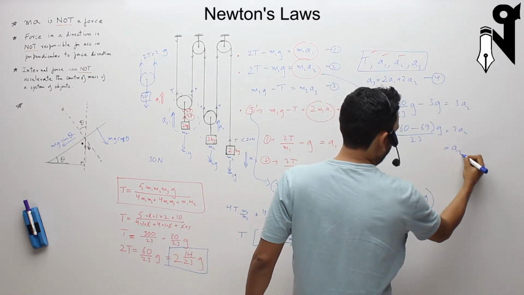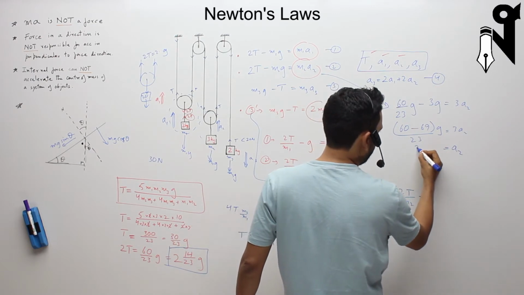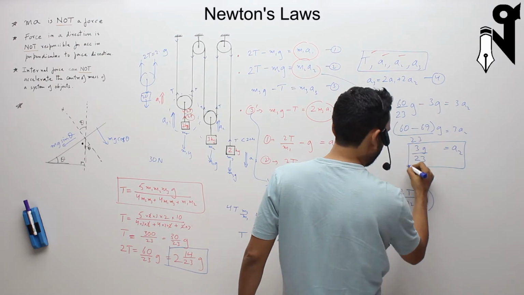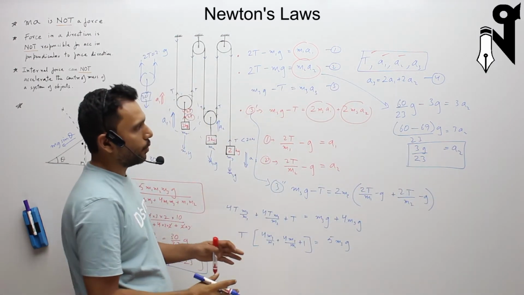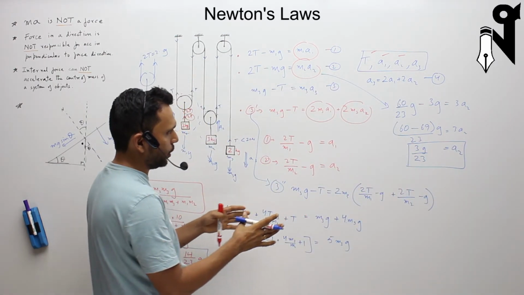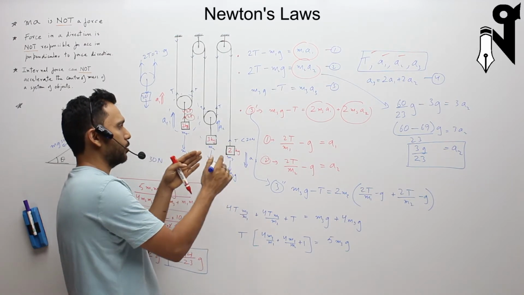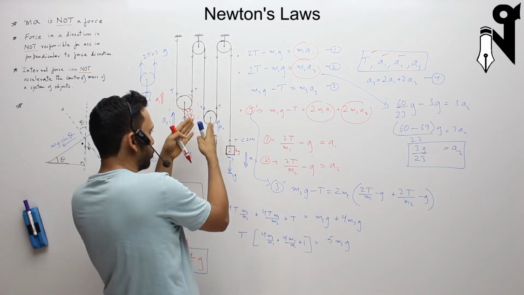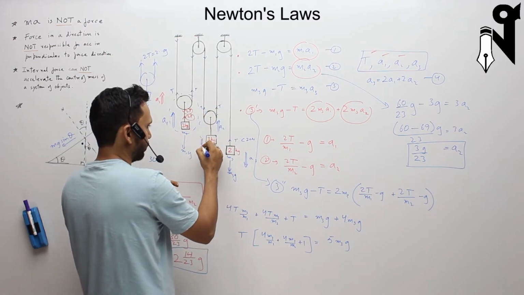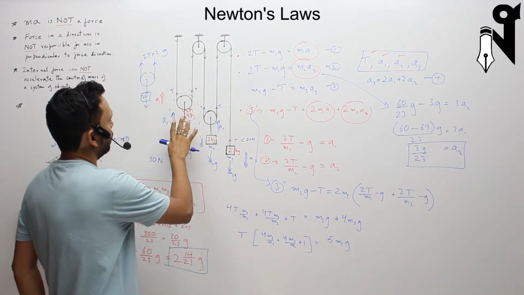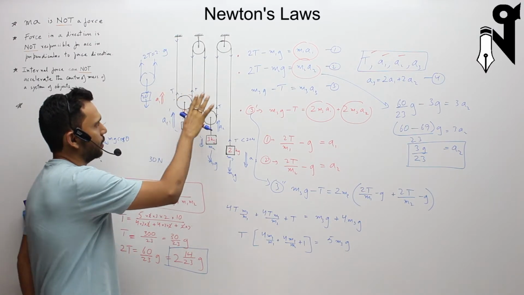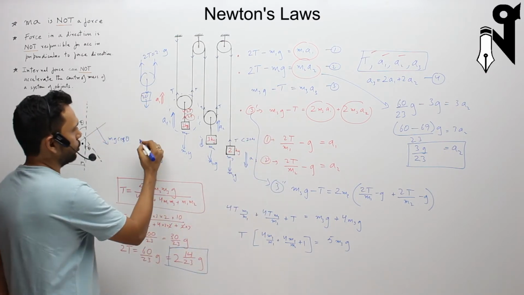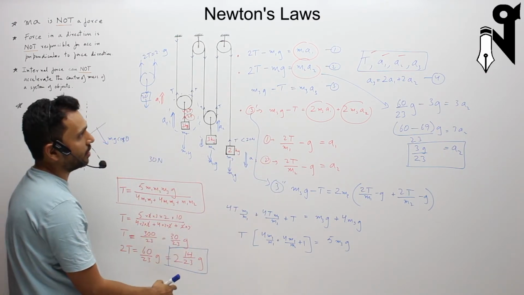So your A2 comes as 3G by 23 going down. A2 is 3G by 23. It's a very small fraction of G. It is going very slowly but down because it has exceeded the 2T. So it is going down very slowly. Whereas A1 is still going to go up in the direction we had assumed to be the correct direction, because an extra 14 by 23 G remains.